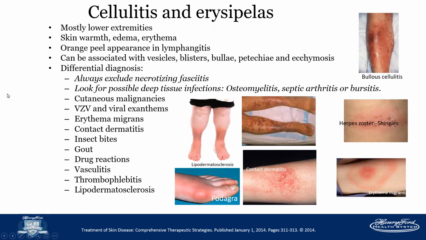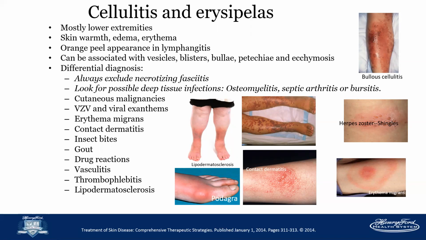So most commonly we see cellulitis and erysipelas in the lower extremities, and it's characterized by skin warmth, edema, erythema of the skin. It can have an orange peel appearance, especially in patients who have associated lymphangitis. It can be associated with vesicles or blisters. As you can see up here, you can have bullous cellulitis. It can be associated with petechiae, ecchymosis.